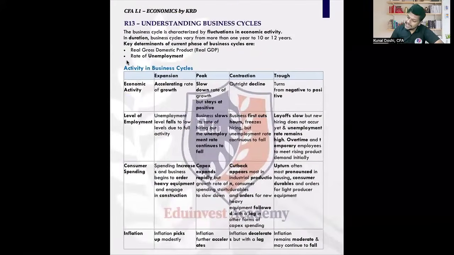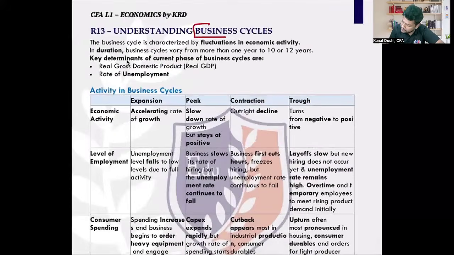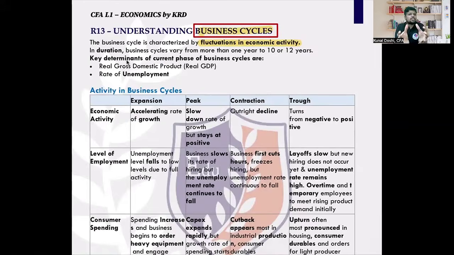Now, let us focus on the next topic, that is the business cycle. Business cycle, this is where we come to the macro side. Here, we are going to understand the fluctuations that happen in economic activity, right? Now, when I say what is the duration of a business cycle of an economy, well, it can range from some years to multiple years, even 10 to 12 years. In some economies, it can be, at times.